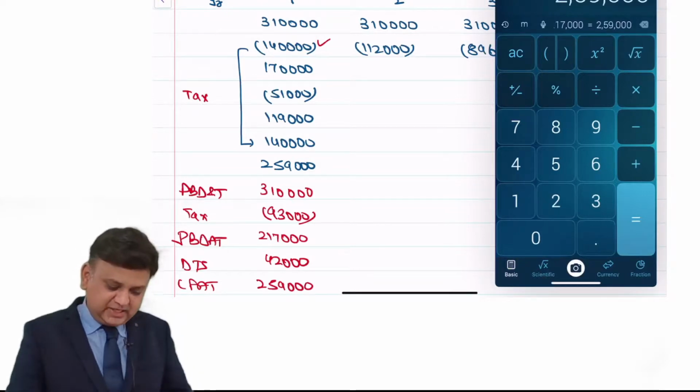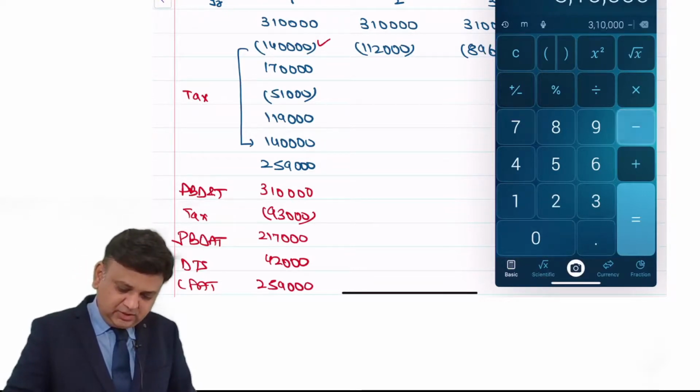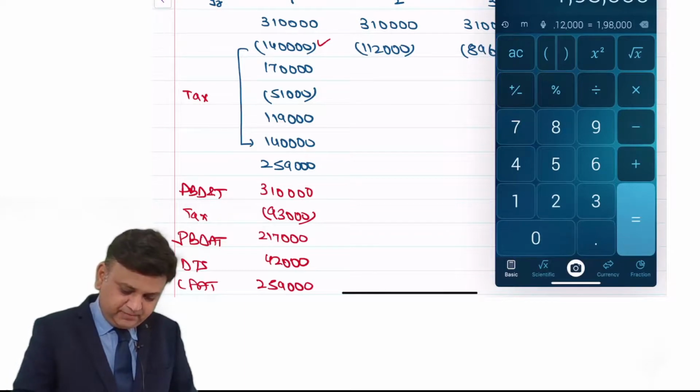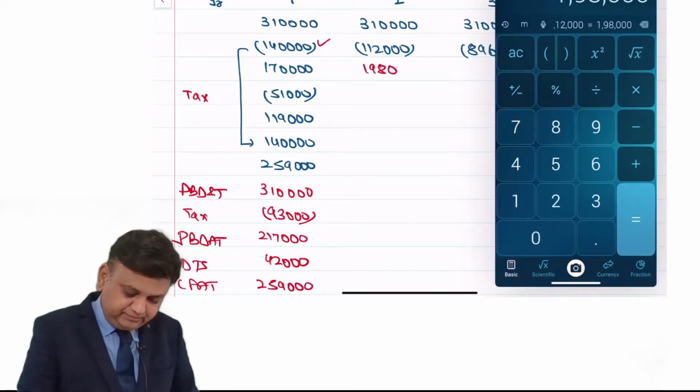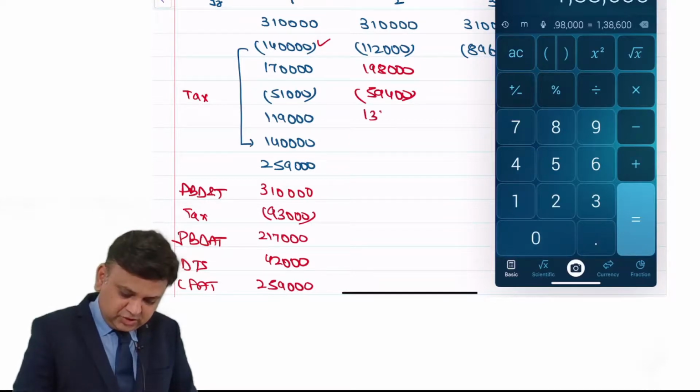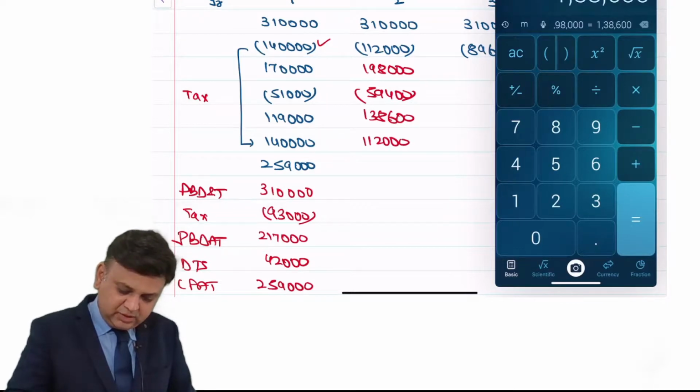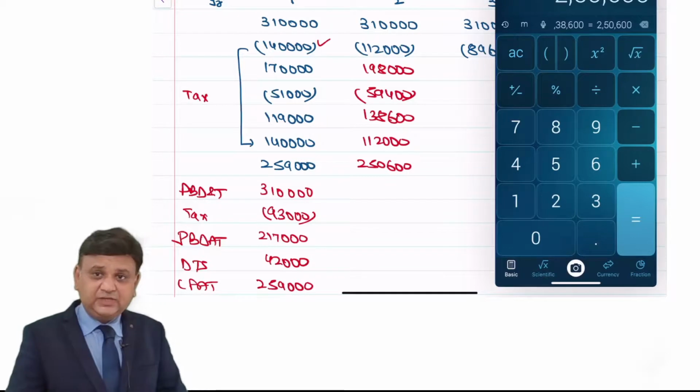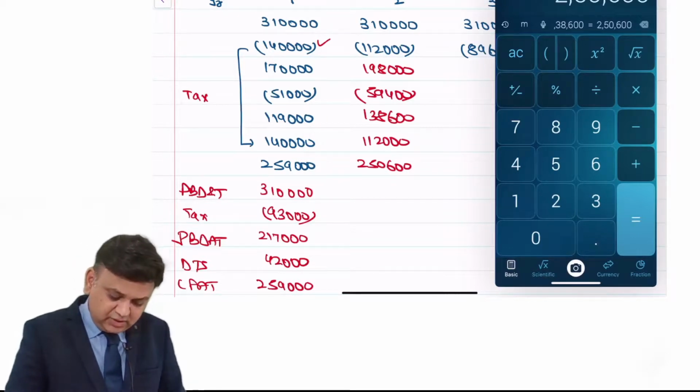Now explaining the second year: 3,10,000 minus 112. So it is 198 into 0.3, 59,400. It is deducted from 198. So it is 138,600. Then you add 112, so it is 1,12,000 plus 138,600. So 250,600.